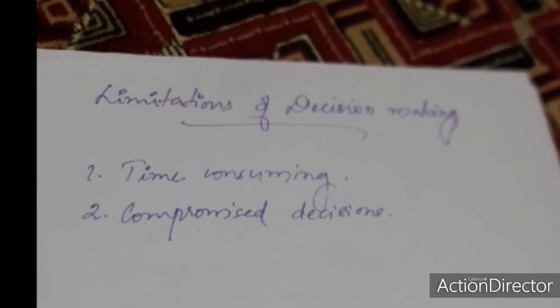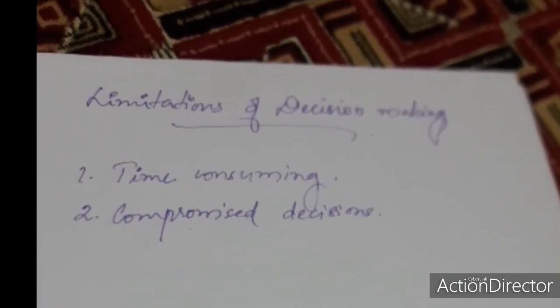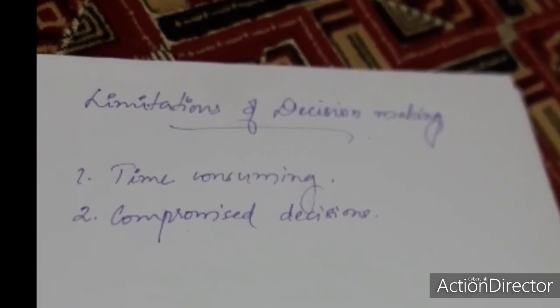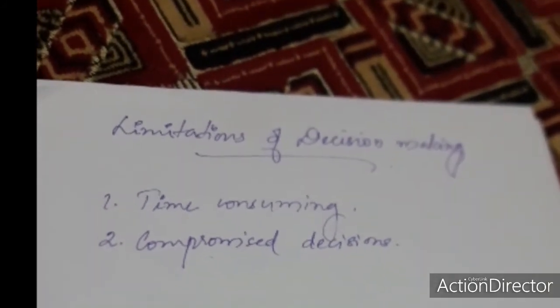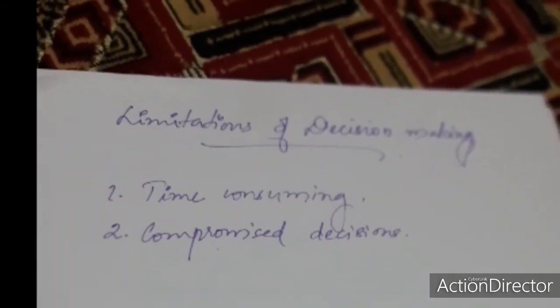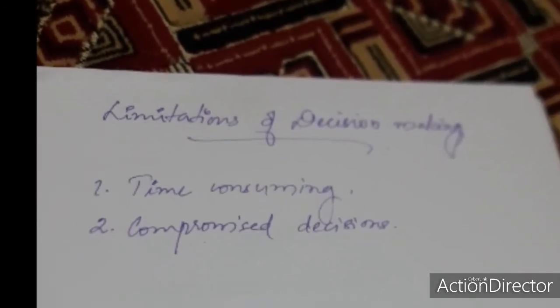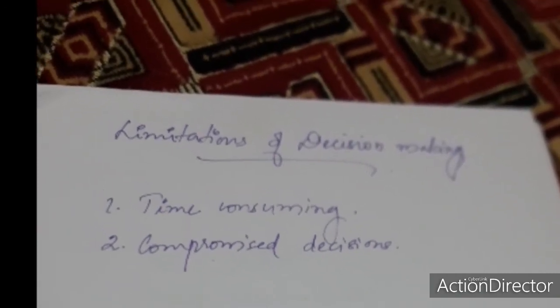Compromised decision in the sense it has to please all the members. The decision that has been taken has to please all the members in the group. So it might not give good result on implementation. On implementing this decision, which is a compromised one, it may not give good result. That is the second limitation.